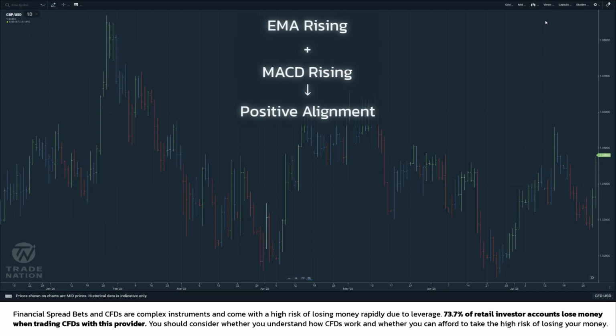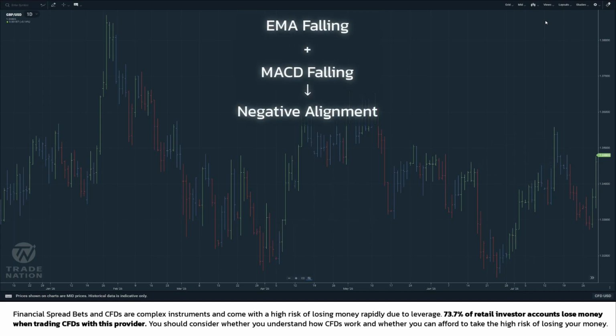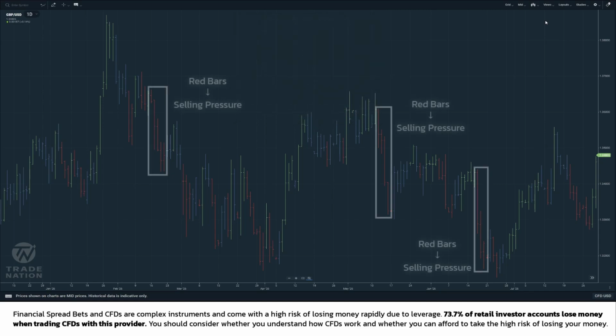When both the moving average and the MACD histogram are rising, the Elder Impulse System shows positive alignment between trend and momentum. This is usually displayed with green bars. It suggests that buying pressure may be stronger during that period. When both the moving average and the MACD histogram are falling, the system shows negative alignment between trend and momentum. This is usually displayed with red bars. It suggests that selling pressure may be stronger during that period.